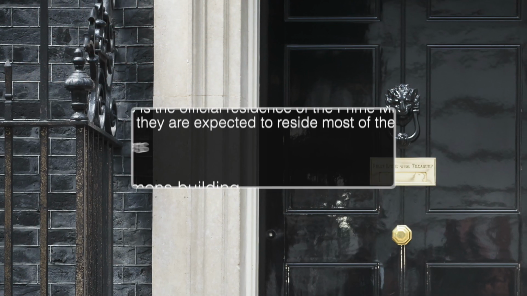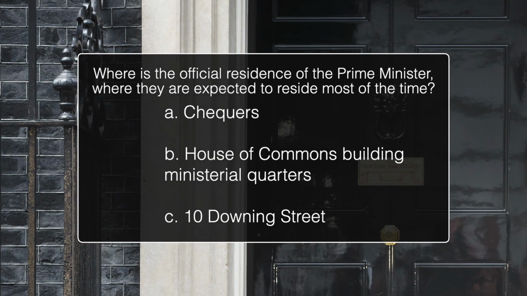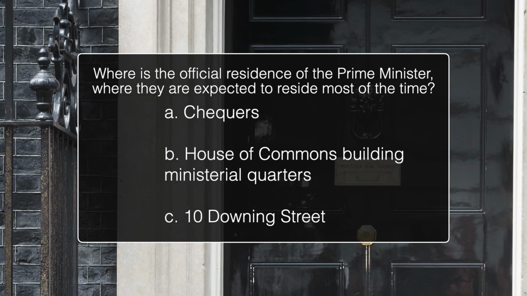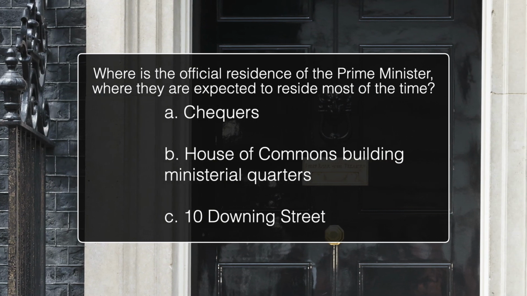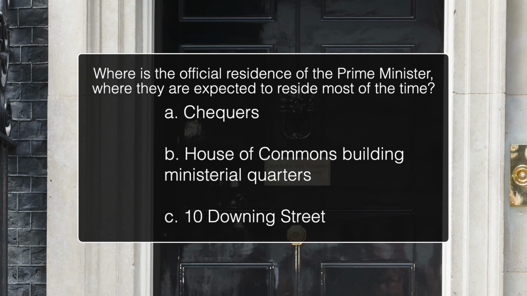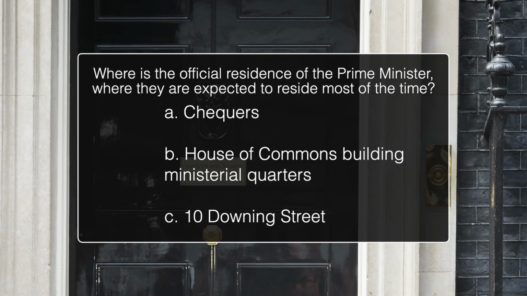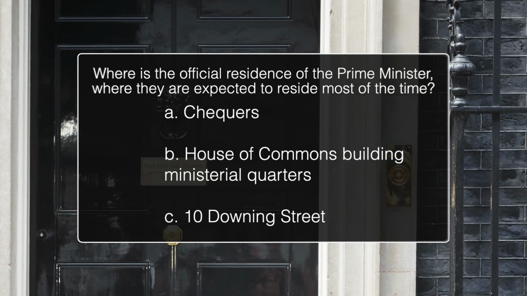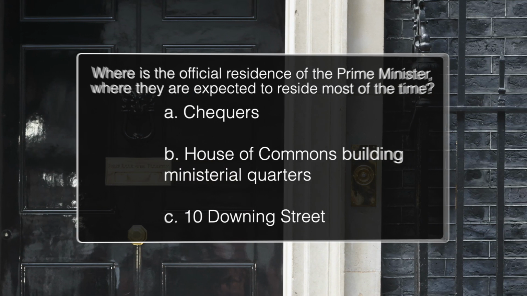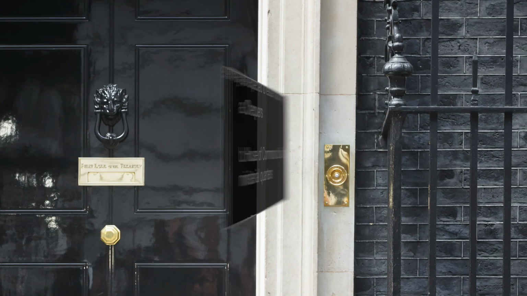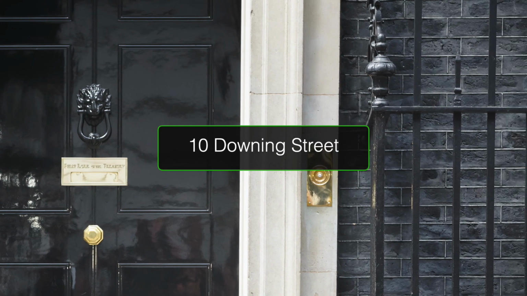Where is the official residence of the Prime Minister, where they are expected to reside most of the time? A. Chequers. B. The House of Commons building ministerial quarters. Or C. 10 Downing Street. The answer is C. 10 Downing Street.